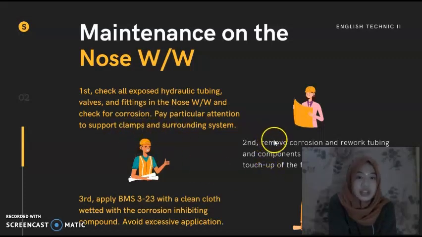Second, engineers must remove corrosion and rework tubing and components as necessary. Perform touch-up of the finish when practical. Third, engineers must apply BMS 323 with a clean cloth wet with the corrosion inhibiting compound. Avoid excessive application. This maintenance will be done by engineers sequentially, because if one thing of this maintenance is lost, the result will not be optimal.